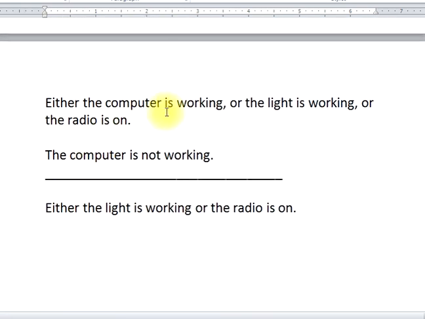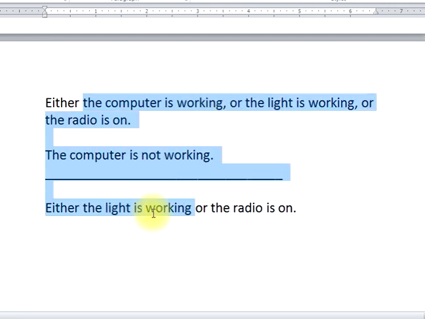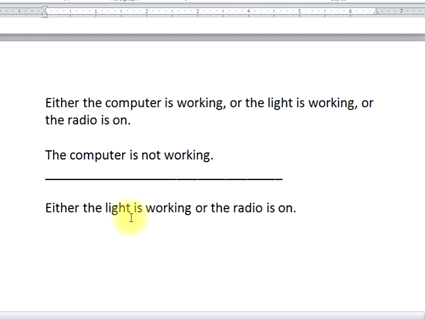Okay. What happens if you have more than two options? Like this one. Either the computer is working, option 1, that's like either A, or the light is working, B, or the radio is on, C. So it's either A, B, or C. If we have the computer is not working, we've taken away this option. So our conclusion is whatever's left. And in this case, whatever's left happens to be two more options down here. So we do have a conclusion down here. It's just a shortened major premise.